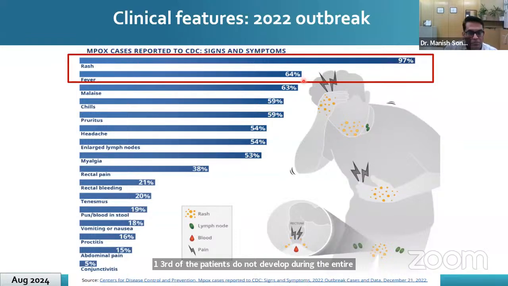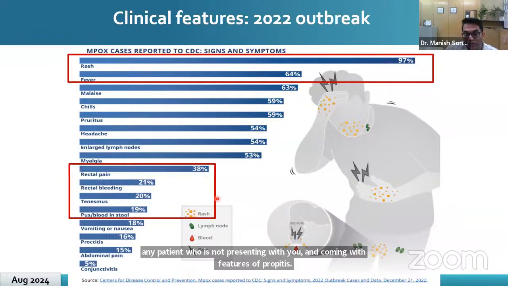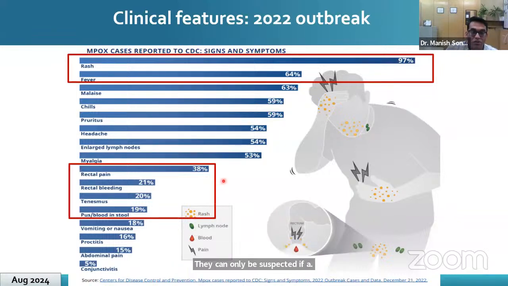This is a very important factor, particularly considering that a large number of patients presented with features of proctitis. That is, the virus was causing lesions in the rectal and perirectal region. Patients were presenting with rectal pain, rectal bleeding, tenesmus, blood in stool, and they didn't have fever. So a patient who is not presenting with fever and is coming with features of proctitis can only be suspected if our level of suspicion is high. So knowledge about this variation in symptomatology is very important for us.